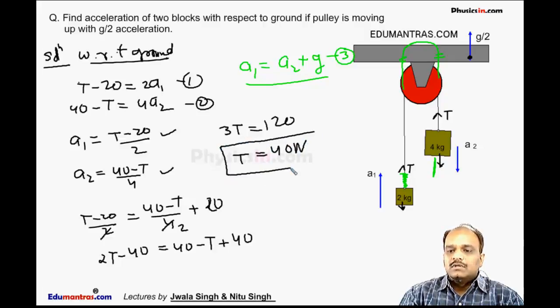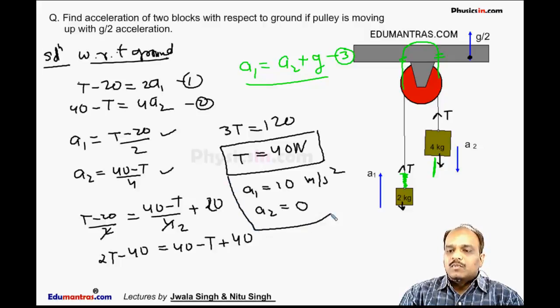This is the tension in the string, and if we substitute the value of T here, it will give me A1. A1 is equal to 40 minus 20 by 2, meaning 10 meter per second square. In the same way, if we substitute the value of T in A2, A2 is 0. So the block B is stationary. This block is going upward with 10 meter per second square, and this block is stationary. So these are the three answers.